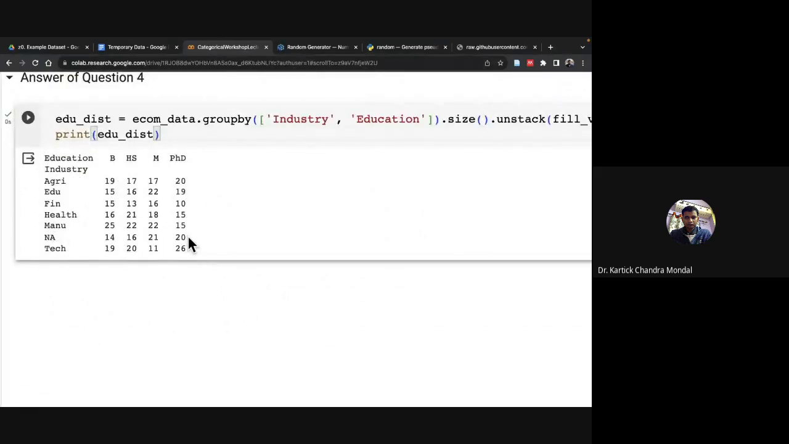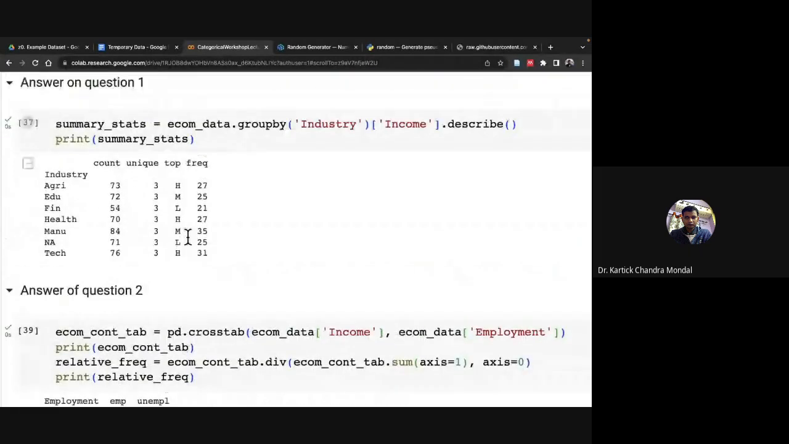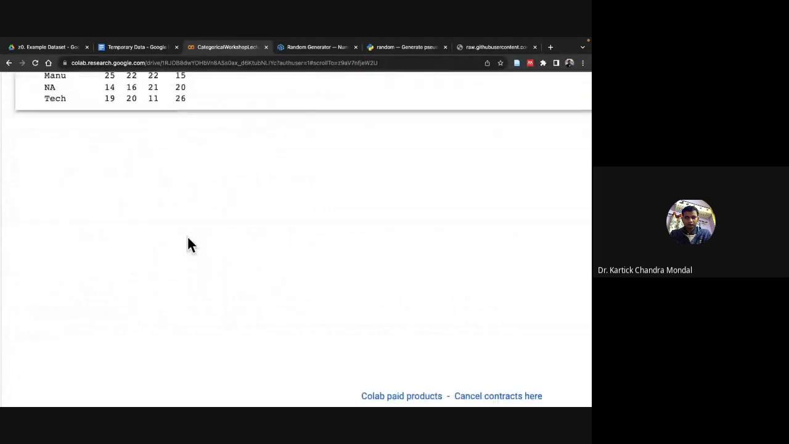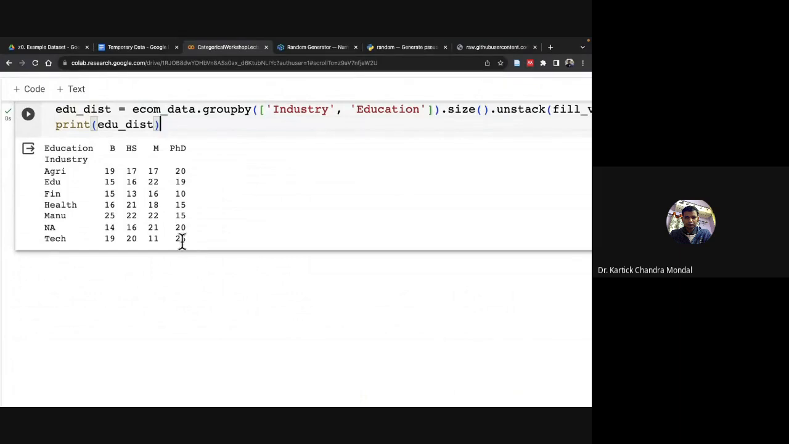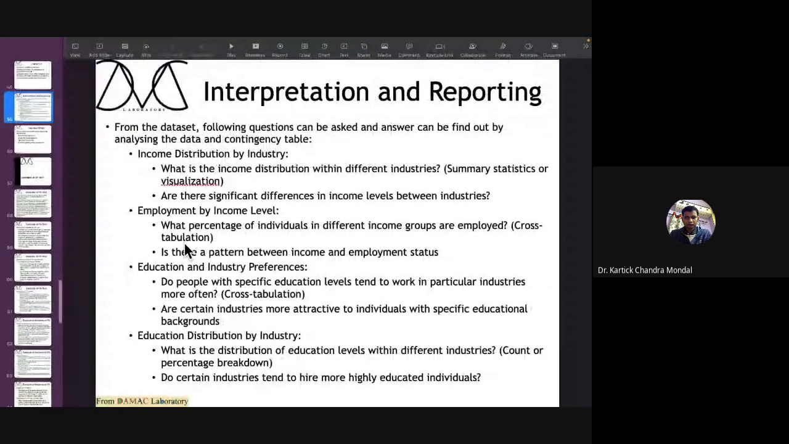The 26, out of that, how many rows have I created? 500. Out of 500, so 26. That means the majority of these highly educated people tend to go to the technological industry. Okay, like this you can get this kind of thing from this kind of experiment. And with this, I finish my talk. If you have any doubt or query, please let me know.